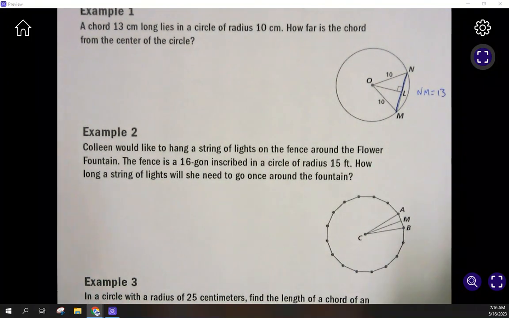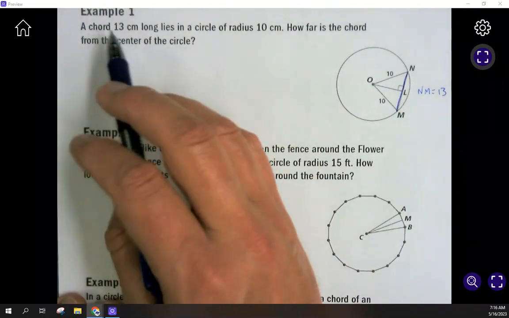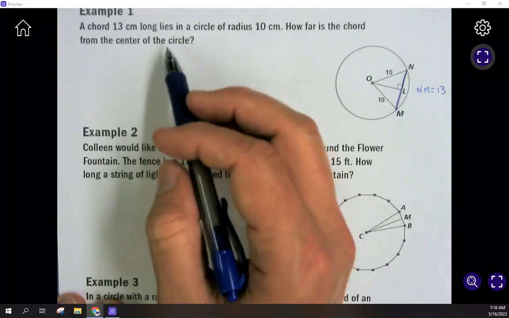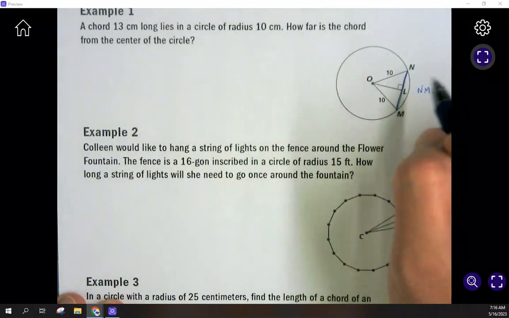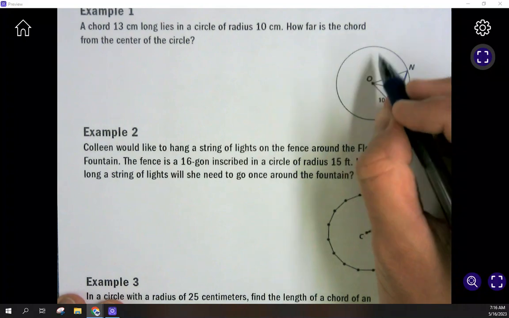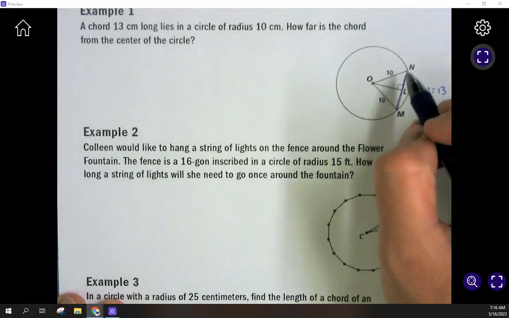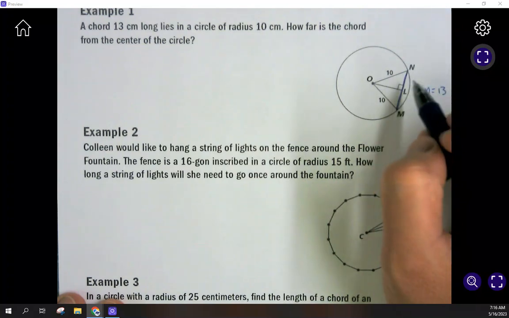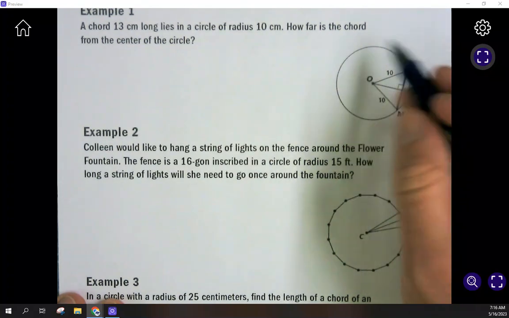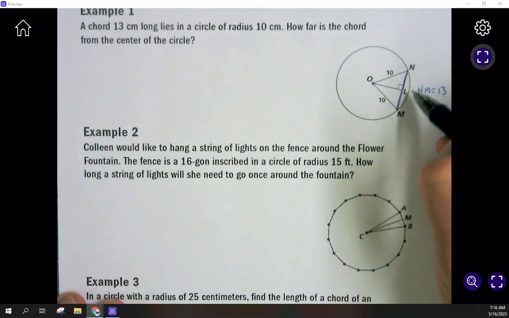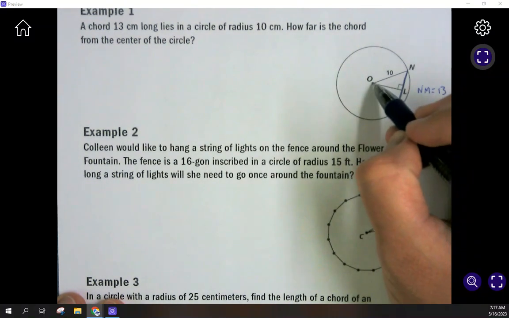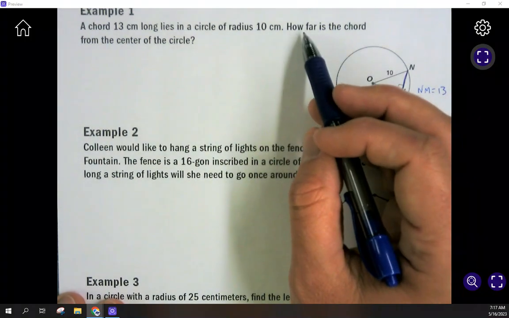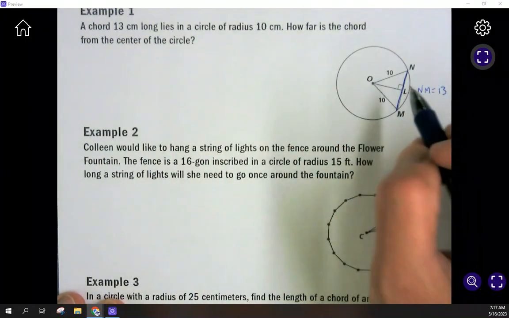They're not always going to do that, so you're going to have to draw your circle. They're going to say a chord is 13 centimeters long, so you're going to draw a chord and label it 13. And it lies in a circle with a radius of 10. So from the center to any point on the side of the circle is 10. But we're specifically going to draw the radius that goes to the endpoint of these chords, and therefore that's 10. So you could draw this yourself. You draw a chord, you label it 13, then you connect it with a radius to each endpoint, and those are 10. How far is the chord from the center of the circle?